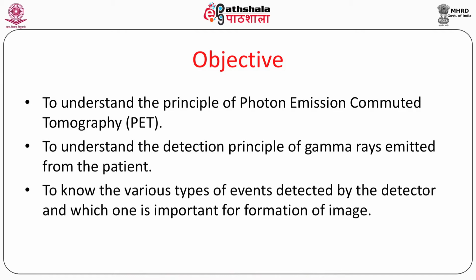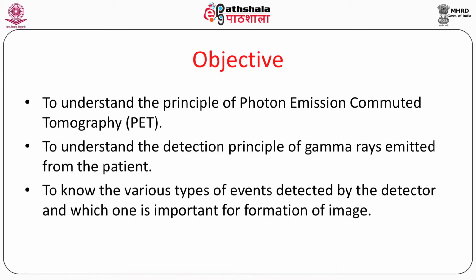As the name itself tells, positron emission tomography means the positron which is being emitted from the patient finally annihilates with an electron, and two photons of 511 keV come out, and we are able to detect the image or the disease from the patient.